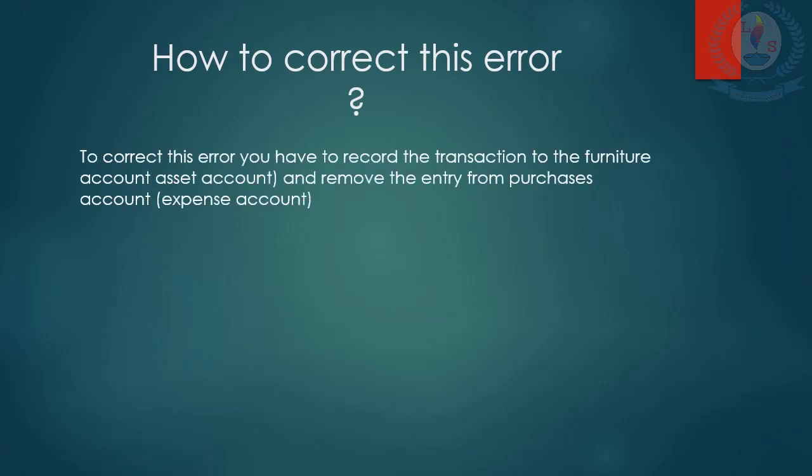To correct this error, you have to record the transaction to the furniture account and remove the entry from the purchase account. Furniture account is an asset account. A purchase account is an expense account. Furniture account debit 2200, purchases account credit 2200.